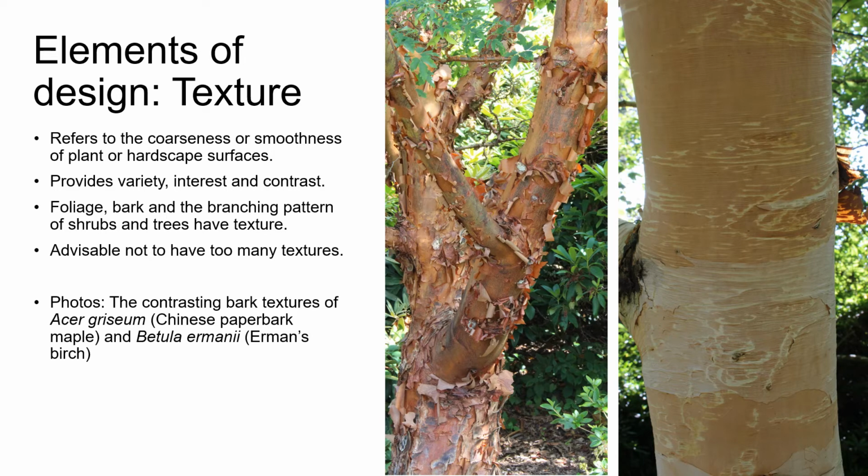The design element texture can be interpreted in two different ways. Texture can refer to the coarseness, as in roughness or smoothness, of plant surfaces such as bark or leaves. It can also refer to hardscape surfaces. Texture can provide variety, interest, and contrast, but it's usually wise not to have too many different textures.